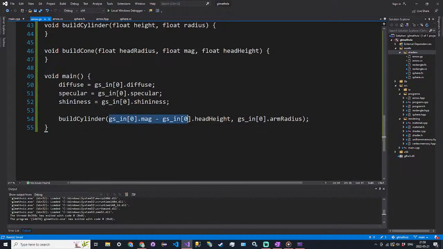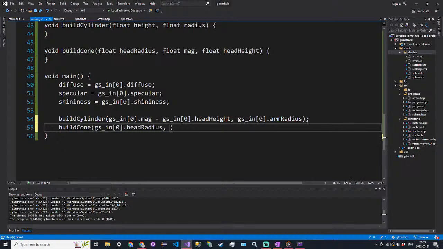So the height of the cylinder, we don't want it to go all the way to the tip because once again we have the head of the arrow. So we want it to go up until however far below the point that we want the head to start. And we'll see how we can play around with this and make it pretty fun. And then build the cone, which is, for the head radius, it's just from the vertex shader, so head radius. And then the magnitude is the magnitude. And then head height.